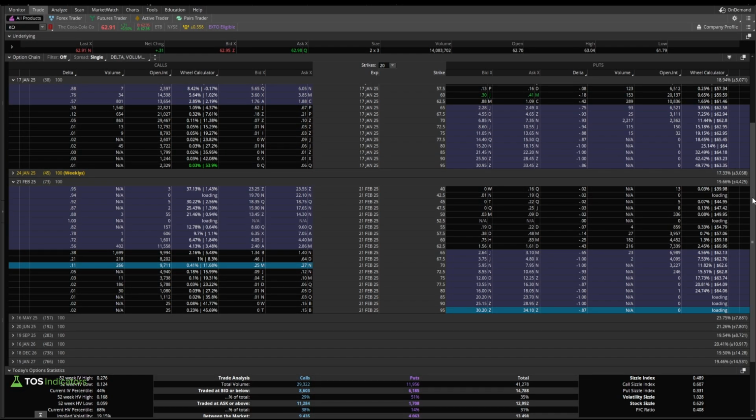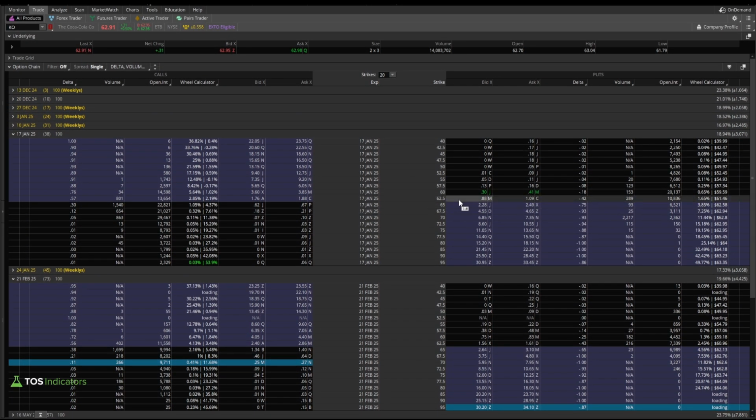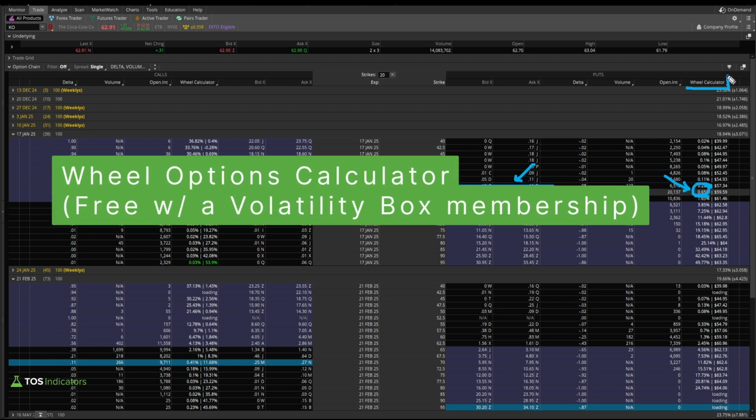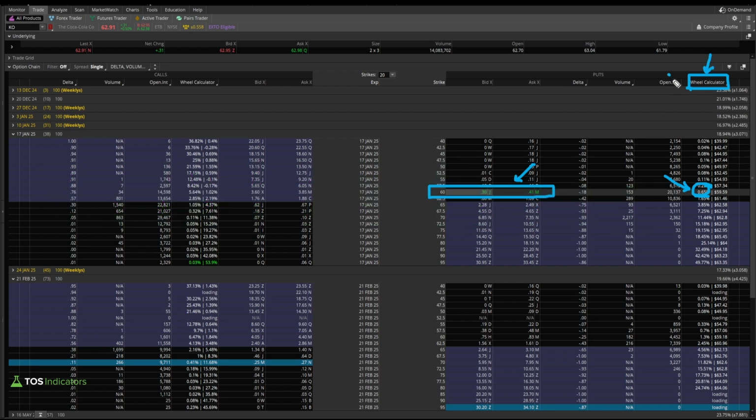If we come into the 38 days to expiration series, the options there for the $60 strike price, which is the place where I'd like to build the overall position, isn't anything that I think is too attractive, a 0.65% return on capital for that particular strike. This, by the way, is the wheel options calculator script, and for all Volatility Box members, this is built together and it's available for free with your membership.